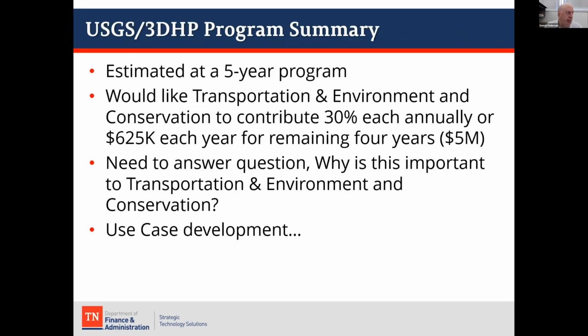We're looking at a statewide 5-year effort to complete the 3DHP. Our 2 anchor agencies, transportation and environment and conservation, want to contribute $625,000 each. I'm not sure how it works in other states, but the contract for 3DHP is between my agency, F&A, and USGS. So we have to put together interagency agreements for getting reimbursed by those 2 agencies for their contributions, and we're working with those agencies on those agreements as we speak. Again, we're looking for local government and other federal agencies, like NRCS, to contribute.